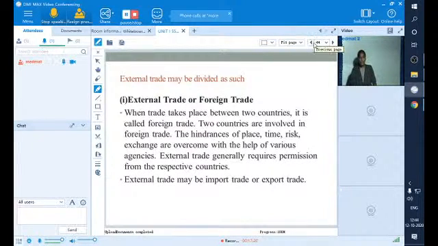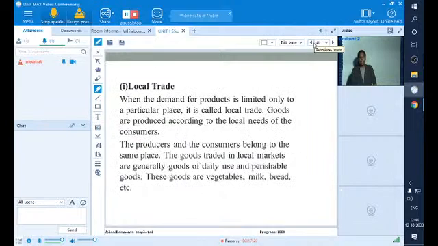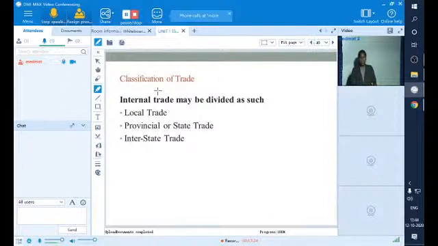So these all come under internal trade. In the classification of trade we have two things: one is internal trade and the other is external trade. In internal trade you have seen three classifications, that is, local trade, provincial or state trade, and interstate trade.